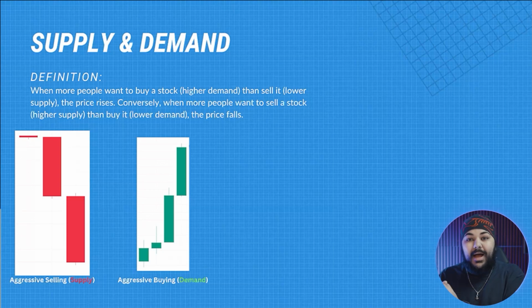When more people want to buy a stock than sell it, that means there is demand. When more people want to sell a stock versus buy it, that means there is a lot more supply. Demand causes the price to move up, where supply causes the price to go down. And over here, you guys can see in this example, we have aggressive selling on the left and aggressive buying on the right.